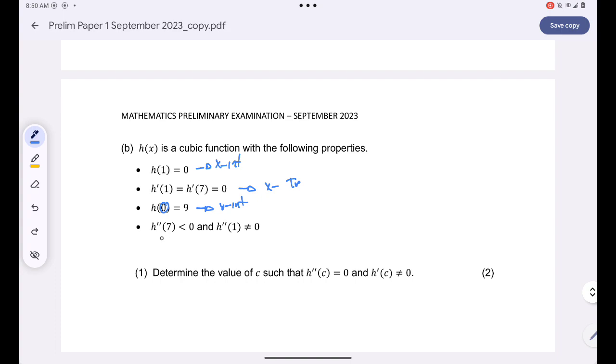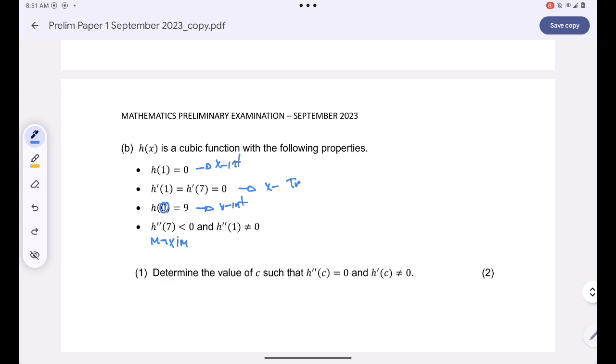the second derivative is less than 0 when x is 7. That means, guys, this guy over here is our maximum. Are you together? That's how, guys, you check the nature of your stationary point, whether it is a maximum or minimum, right? We use the second derivative test.